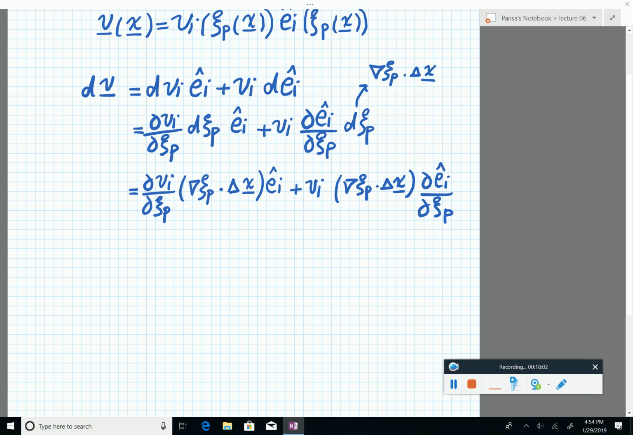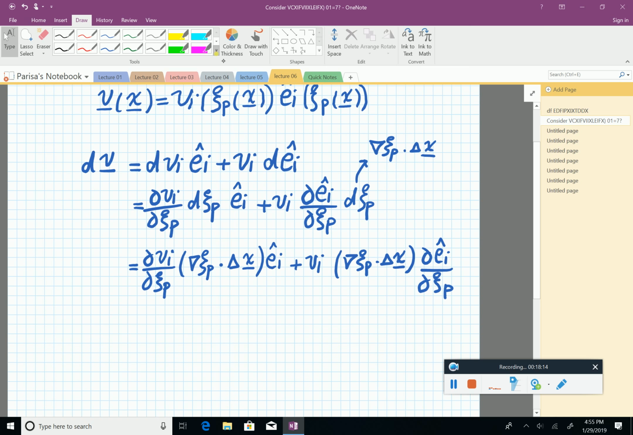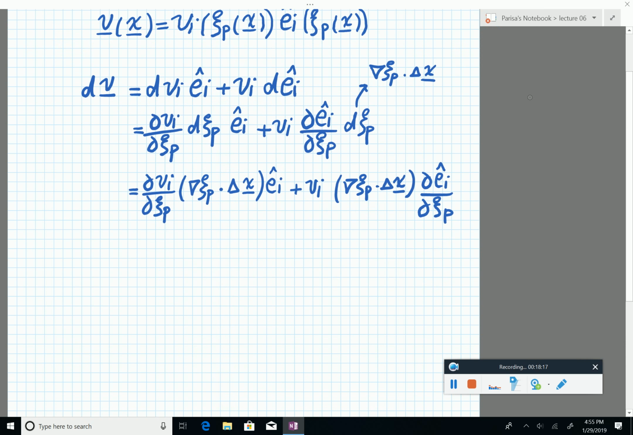Okay, so now I need your help. I told you this is a tensor. Do you see a tensor? Look at things carefully. You don't see any tensor, huh? No? Do you see any tensor product? Anything which looks like something you have seen before?